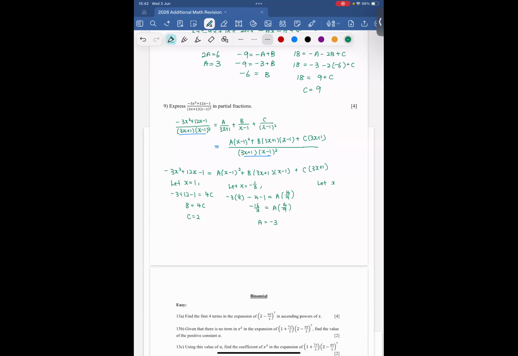Finally, you can let x be anything. Letting x be 0 is the easiest. So negative 1 equals negative 3 plus 0, negative b plus c. So b equals 0. Okay, so in the end, your partial fraction: negative 3x squared plus 12x minus 1 over 3x plus 1, x minus 1 squared equals negative 3 over 3x plus 1 plus 2 over x minus 1 squared.